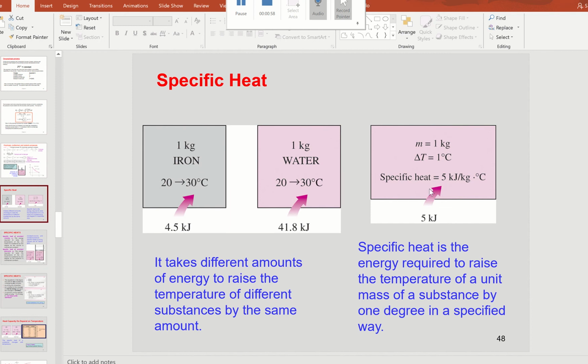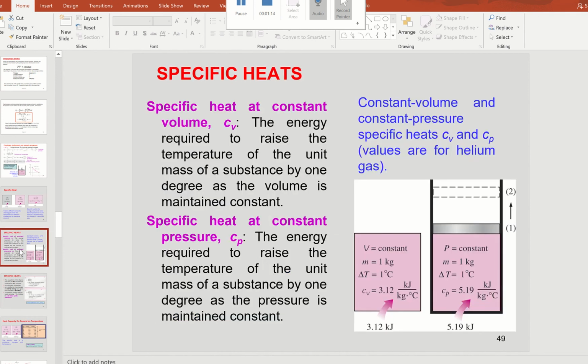Okay. So specific heat is going to have a unit of kilojoule, the heat required to raise up 1 kilogram of mass, per kilogram per degree Celsius. And specific heat can be classified as Cv, which means constant volume, versus constant pressure, Cp. So the energy required to raise the temperature of unit mass by 1 degree when volume is constant, that's going to be Cv. When the pressure is constant, it's going to be Cp.